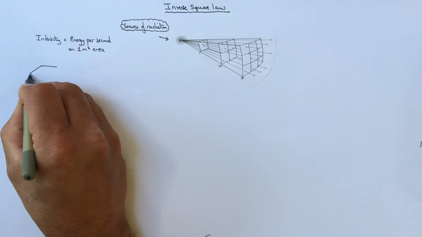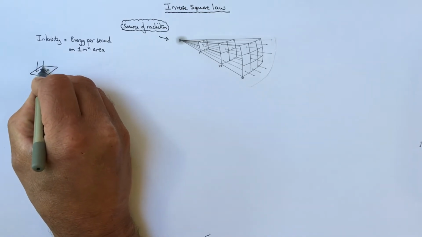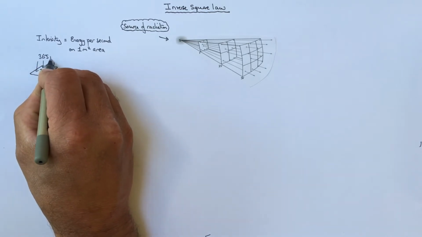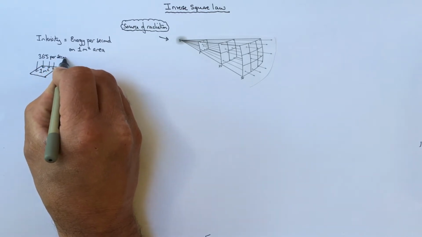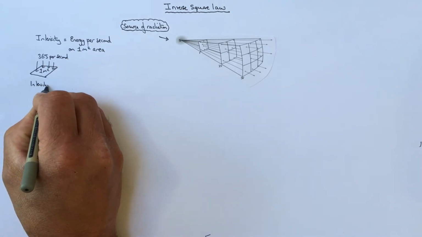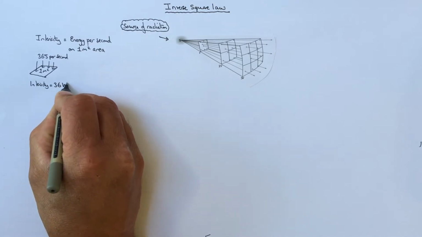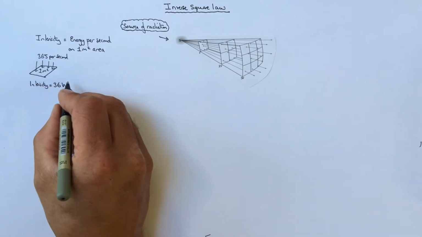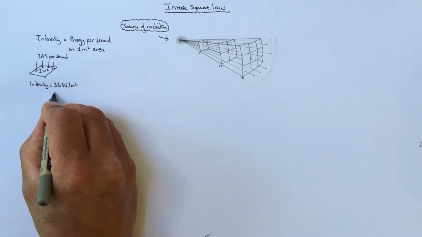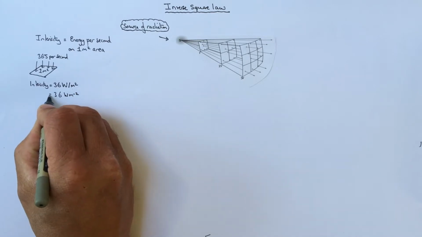To make it easier to understand, supposing you had a metre squared of area and the intensity was 36, that would mean 36 joules per second of radiation energy passed through that 1 metre squared. So intensity is given the units watts per metre squared, because a watt is a joule per second, which can also be written as 36 watts metres to the minus 2.